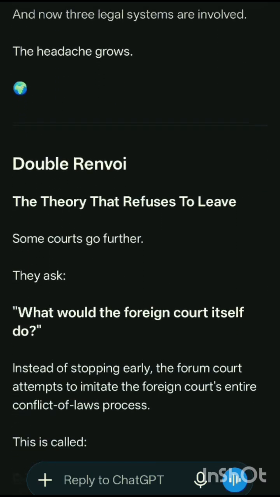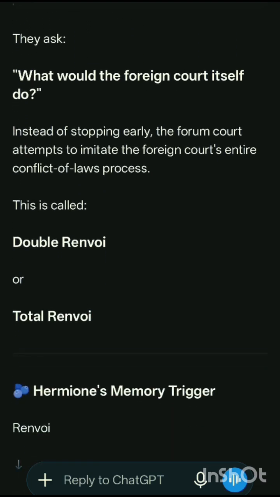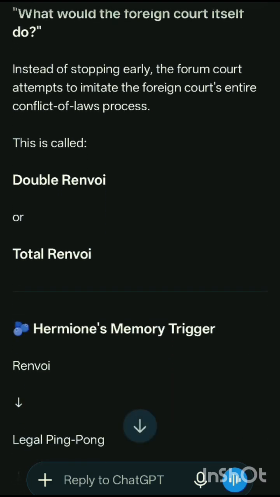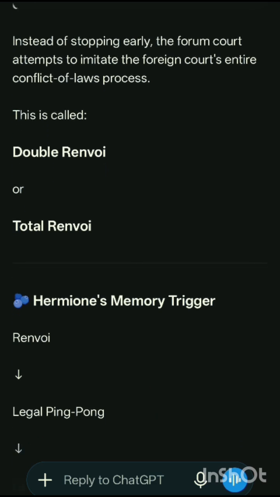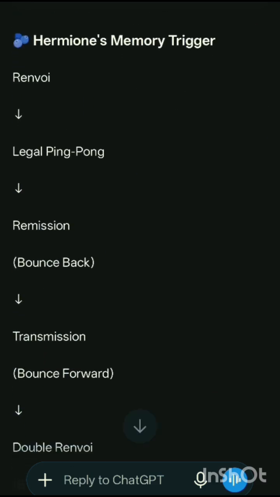The headache grows. Double renvoi, the theory that refuses to leave. Some courts go further. They ask, what would the foreign court itself do? Instead of stopping early, the court attempts to imitate the foreign court's entire conflict of laws process. This is called double renvoi, or total renvoi. Hermione's memory trigger: renvoi, legal ping-pong. Remission, bounce back. Transmission, bounce forward. Double renvoi, become the foreign judge.